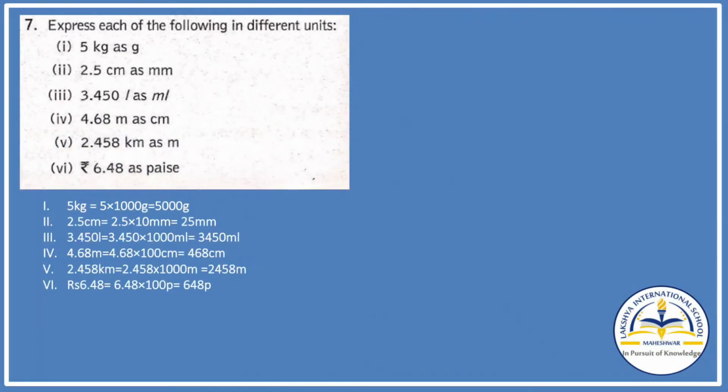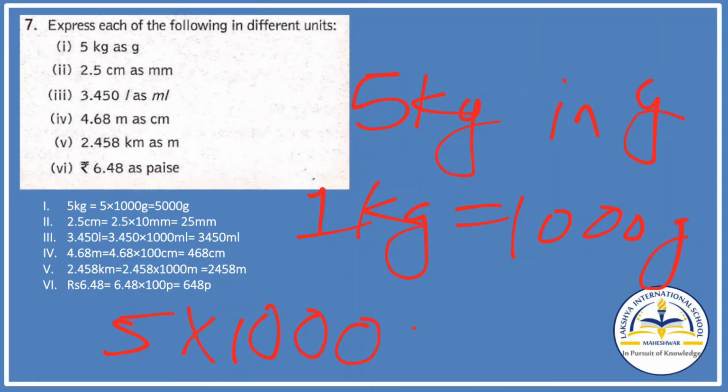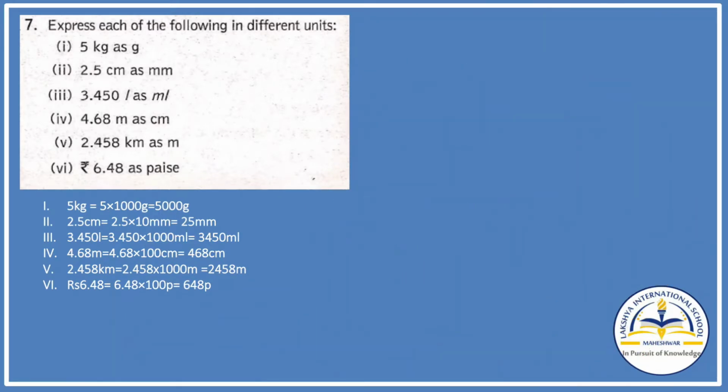Now question number 7, express each of the following in different units. Now 5 kilogram as gram. We have to express 5 kilogram in gram. So we know that in 1 kilogram there is 1000 gram. So what you have to do, you have to multiply 5 into 1000. You will get 5000 grams. So in 5 kilogram there is 5000 grams.